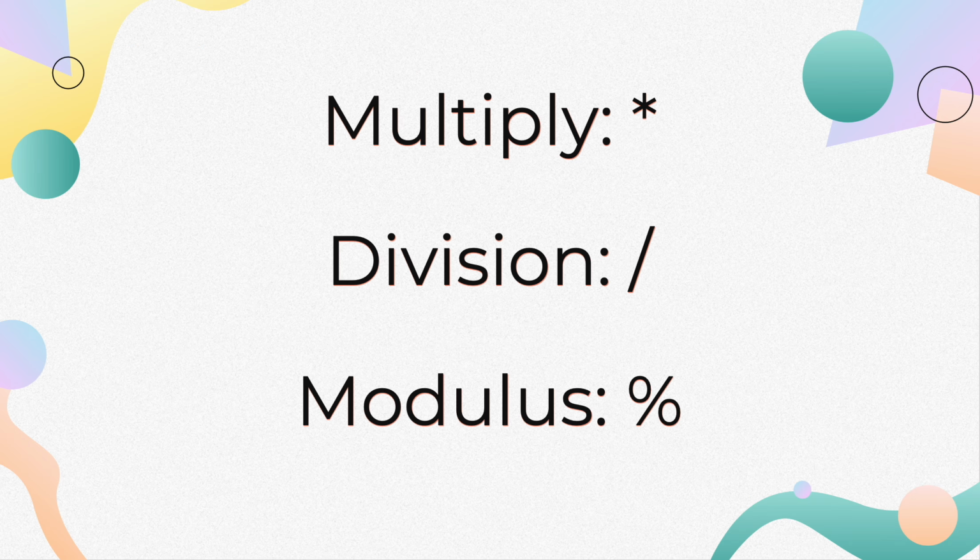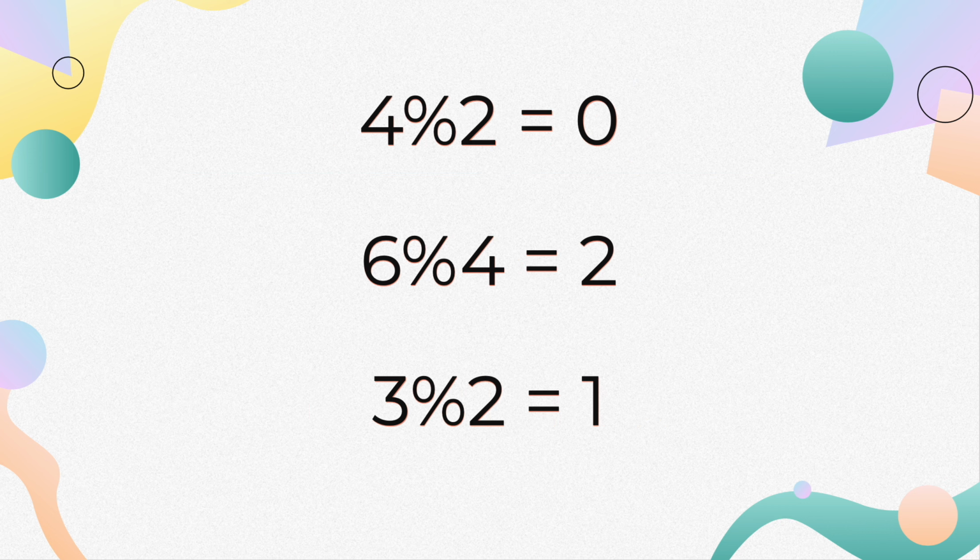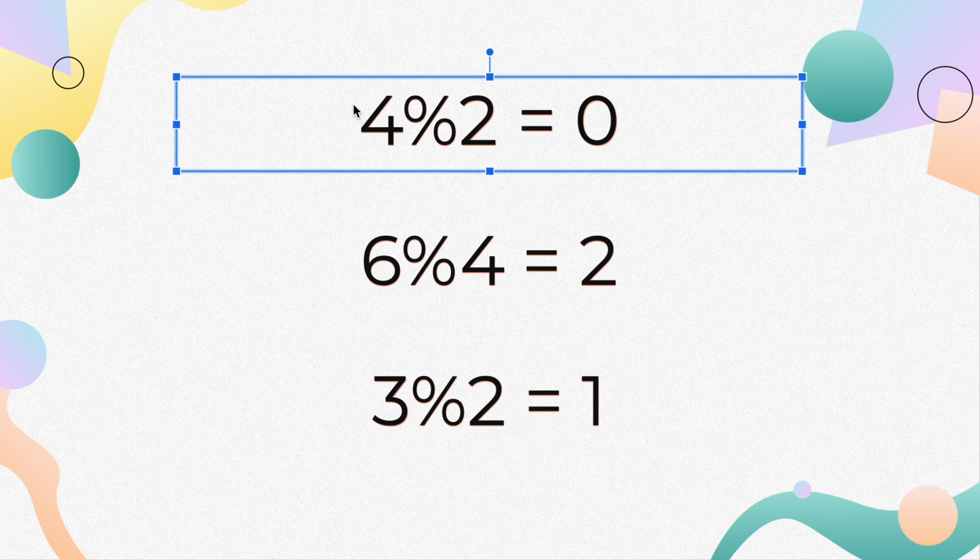Here are the different operators we have in Python: multiplication, division, and modulus. You probably know what multiplication and division are, but not modulus. Take a look at the following example. 4 mod 2 is 0, 6 mod 4 is 2, and 3 mod 2 is 1.